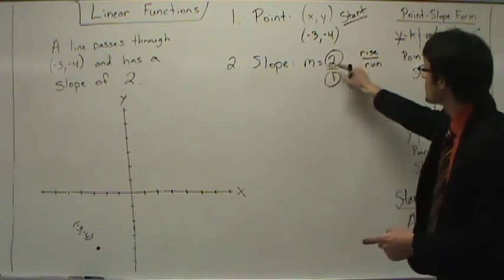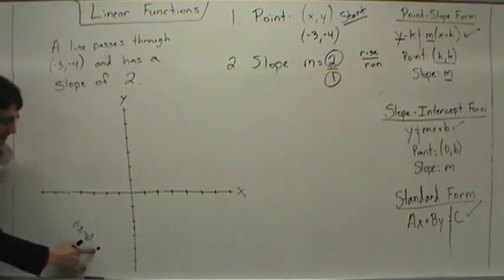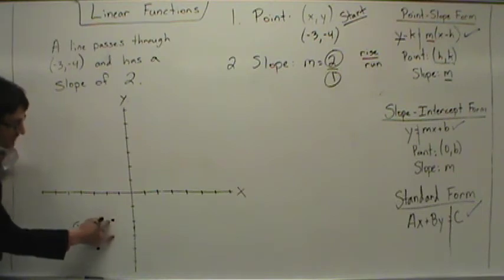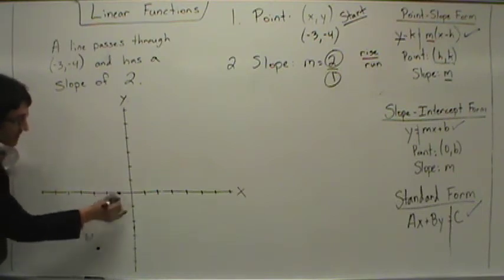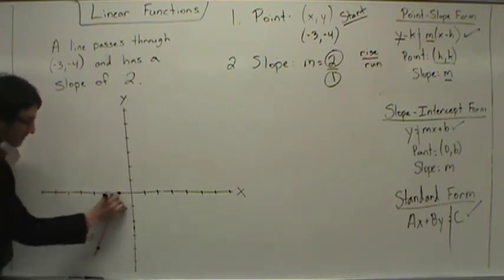So we're going to go up 2, right 1. From our starting location, from (-3, -4), we're going to go up 2 and right 1, and let's put another point. Do it again. Go up 2, right 1, and put another point. And let's now graph this line. So go ahead and draw a line through these points.